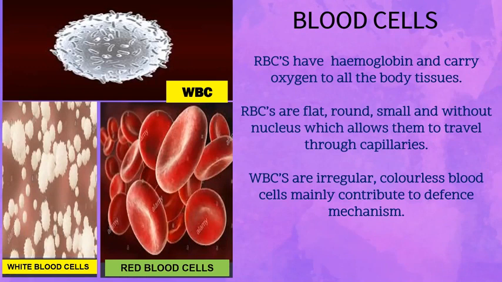Similarly, white blood cells, called leukocytes, are irregular in shape and colorless blood cells. WBCs mainly contribute to immunity and defense mechanism. White blood cells are responsible for fighting foreign pathogens like bacteria, viruses, and fungi that enter our body. They originate from the bone marrow.